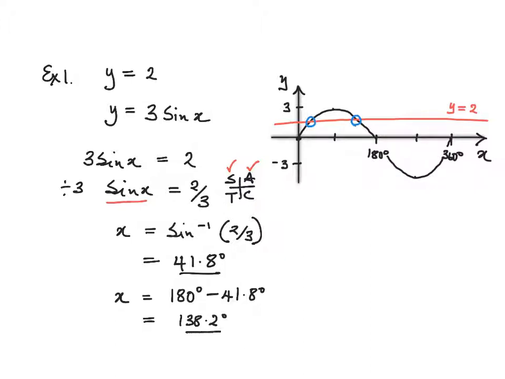Now, if I wanted to state the coordinates of the points of intersection, well, the first point has x coordinate 41.8 degrees. And what's the y coordinate? Well, the y coordinate must be 2 because the point lies on that line. And the coordinates of the second point must be 138.2 degrees, and it also must have a y coordinate of 2.